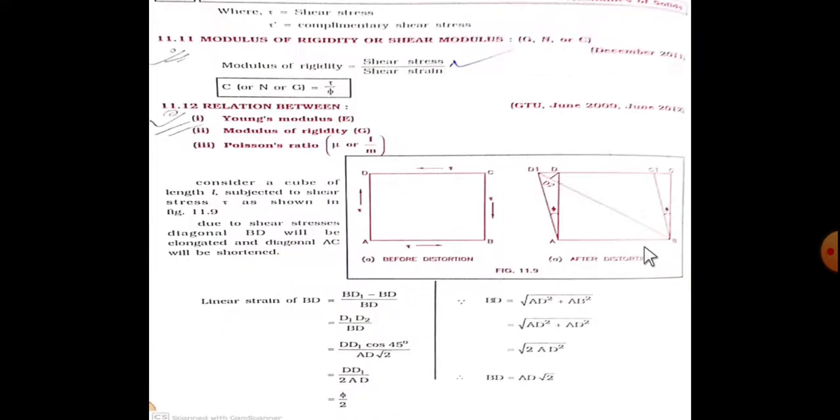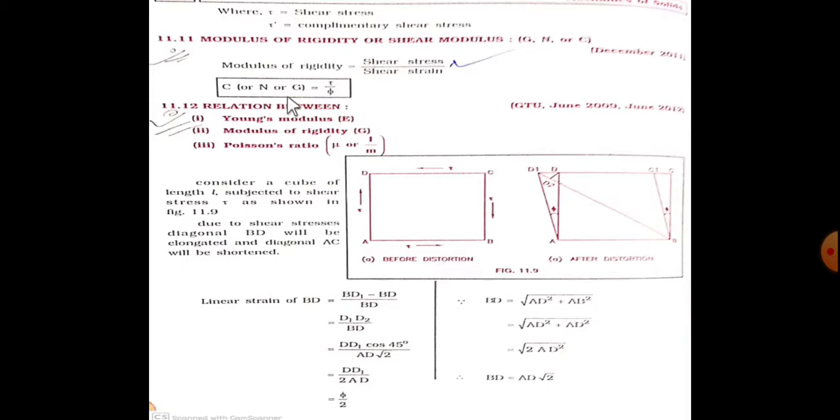Okay. Now, another important thing, that is modulus of rigidity. What is modulus of rigidity? It is also indicated as C, N and G. Modulus of rigidity is equal to shear stress upon shear strain. Right? So we can say that C is equal to tau upon phi.